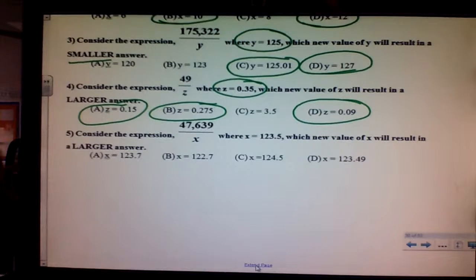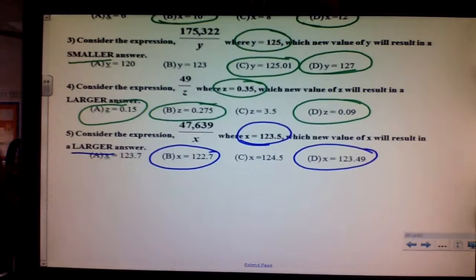What would I need to use in number 5 if I want my answer to go larger? Right now we're here. I want to go larger. You said B and D. Again, D is smaller by 1/100th, but it's still smaller. It still might work. That might be enough to make it happen. Okay. Questions?